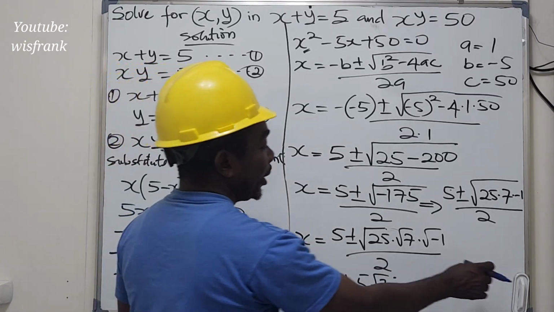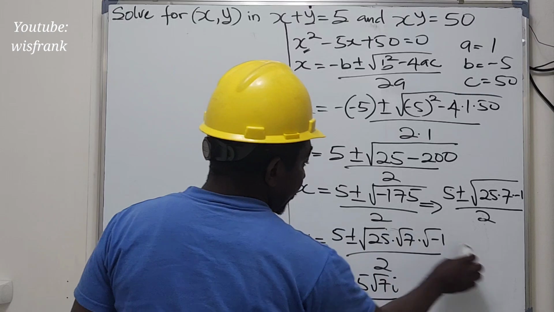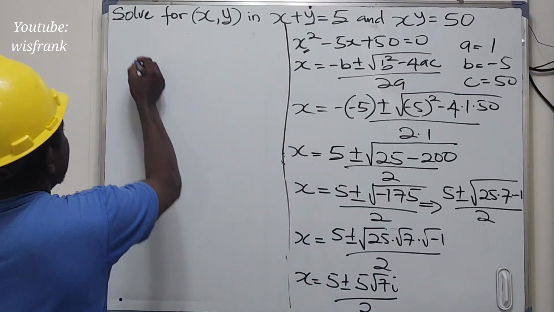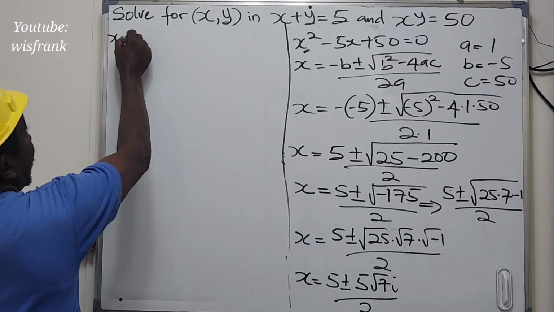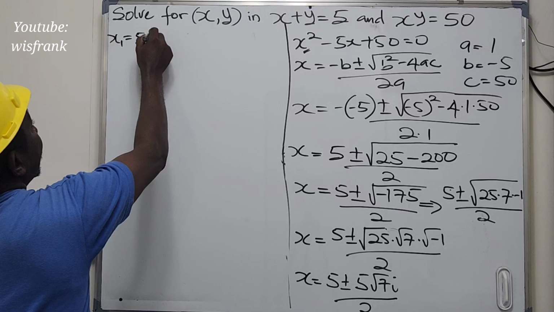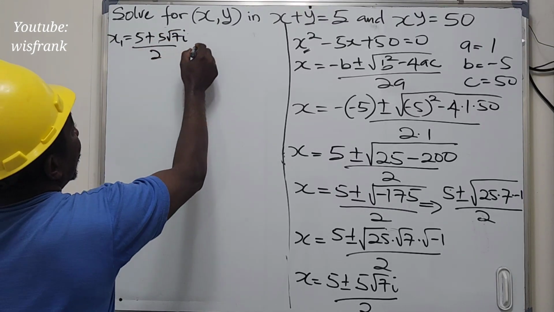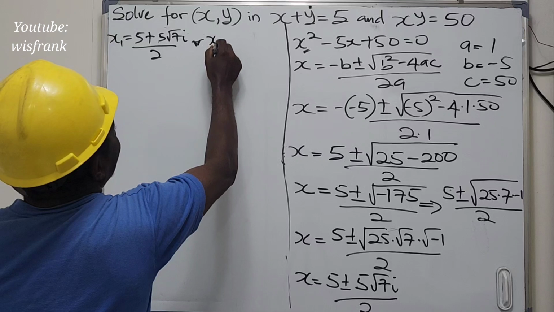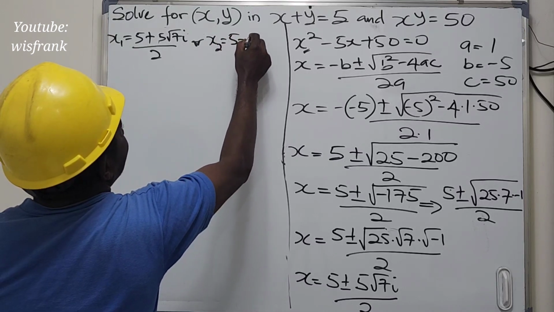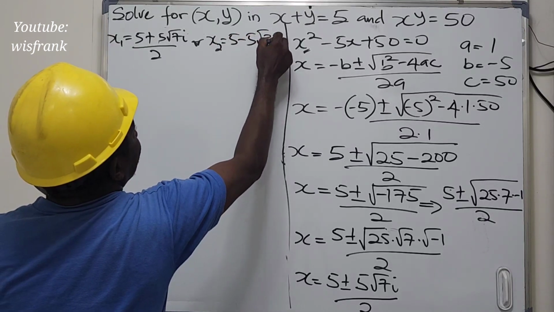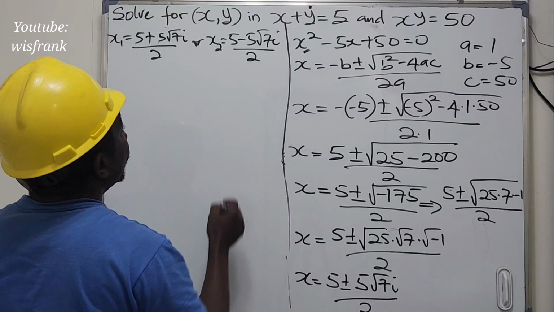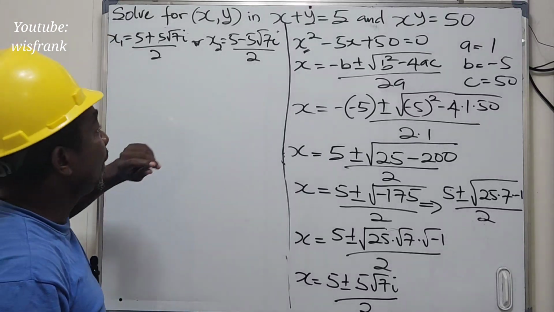We can separate it, so we need to clean this. As we said, we have two values of x here. x1 equals 5 plus 5 root 7i all over 2, or we have x2 equals 5 minus 5 root 7i all over 2. So these are the two values of x that we have.